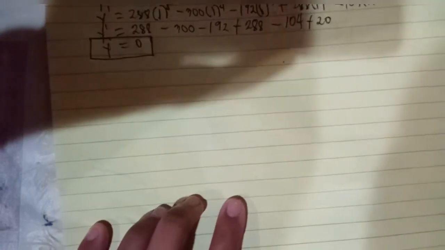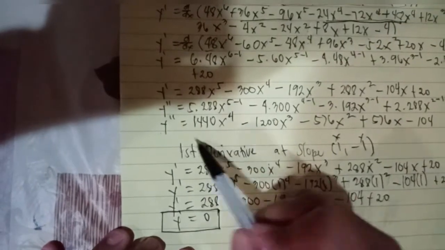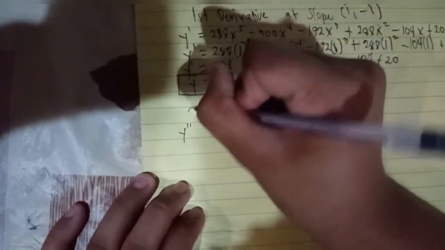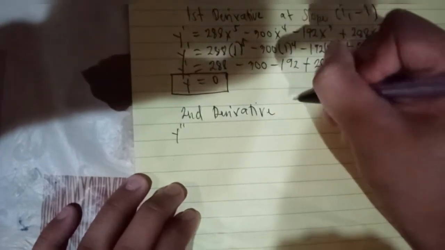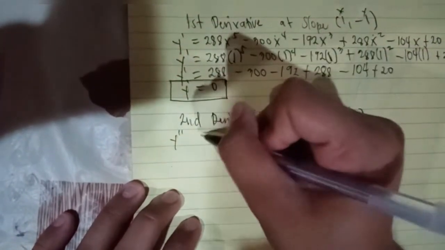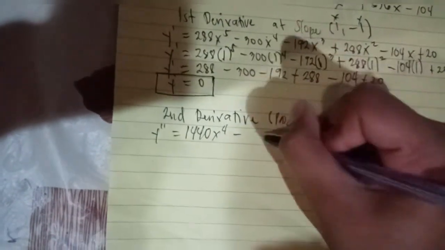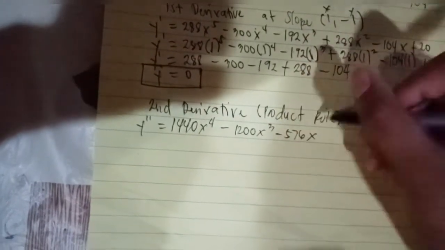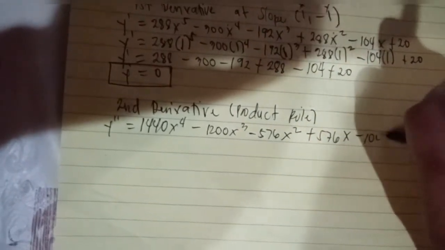So now, by product rule, we are going to use the second derivative. So our second derivative is equal to 1440x raised to the power of 4 minus 1200x raised to the power of 3 minus 576x raised to the power of 2 plus 576x minus 104.